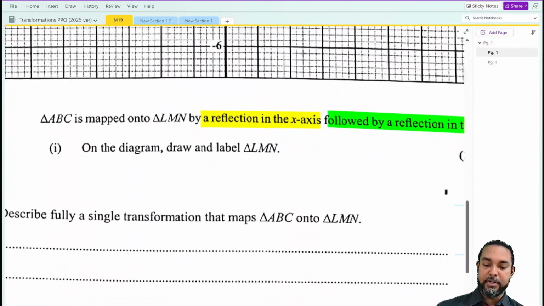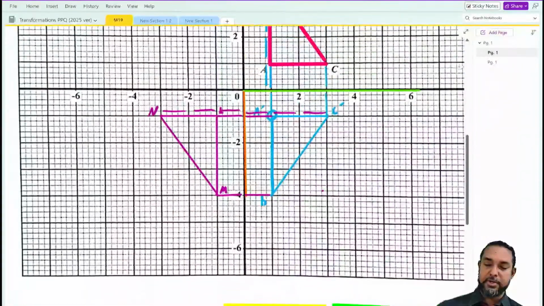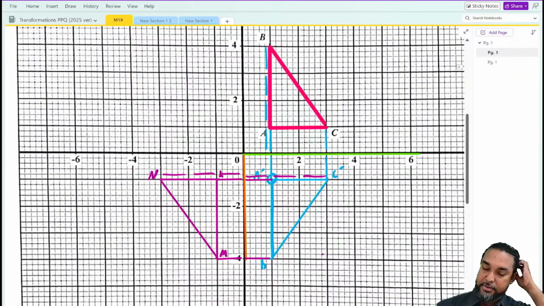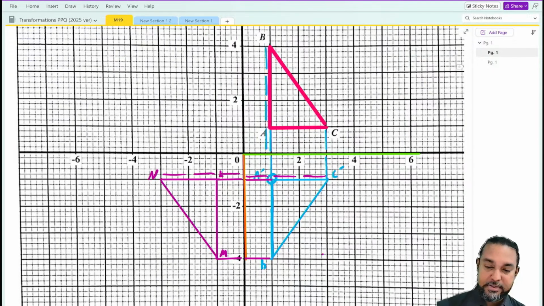All right. Describe fully a single transformation that maps ABC onto LMN. So a single transformation maps the pink onto the purple. So this would be okay. You could say that it's a reflection in the origin, or you could say it's a 180-degree rotation about the origin. And it wouldn't matter if you go clockwise or anti-clockwise. Now, of course, I know that might mean nothing to some of you, but we'll just copy it down for now. And when we get to rotations, I'll show you.